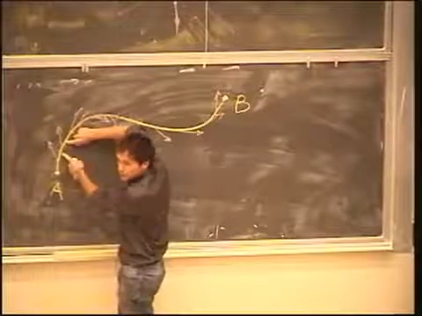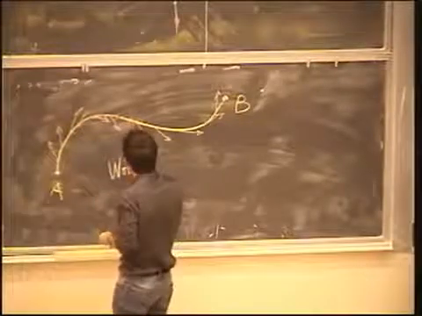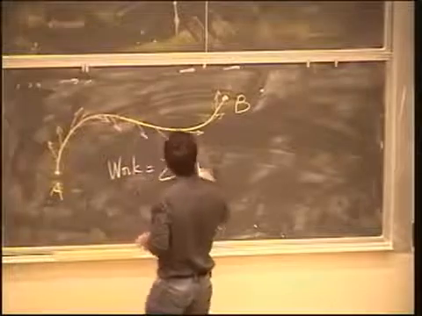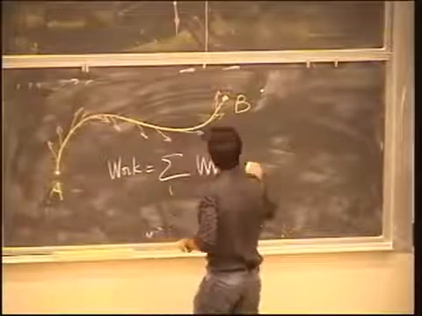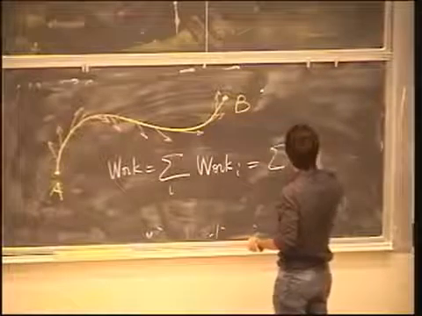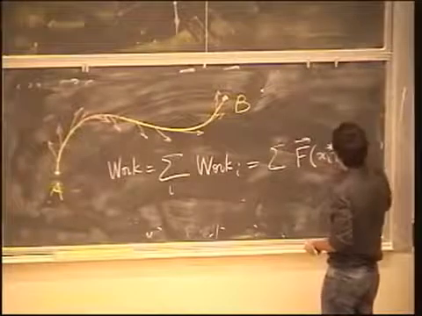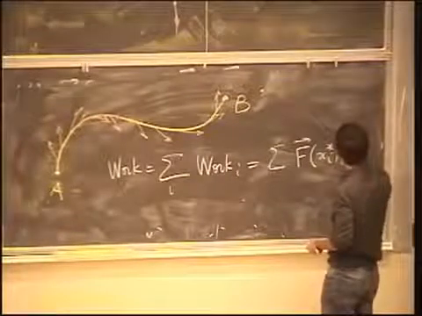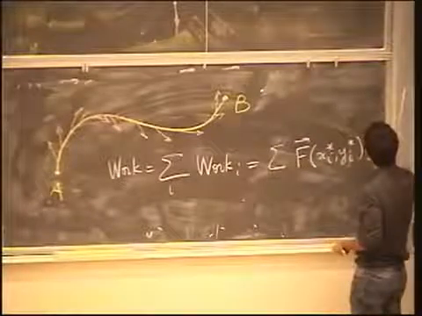So it's a good approximation to replace it by the value at any given point within this small interval, right? And then the total work will be the sum of the work done on each of the small intervals. And this will be the sum of F evaluated at some points within this interval, dot delta r_i. Right?